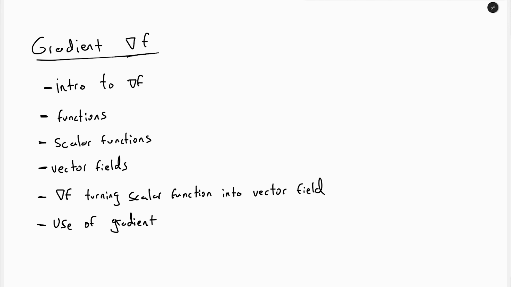Hi, in this video we're going to explore the gradient. So first I will explain what is a gradient, and then I will explain scalar functions and vector fields because I believe they are related to gradient. And then I will show how gradient turns a scalar function into a vector field. And then I will show an example of what is the use of gradient. So let's begin.